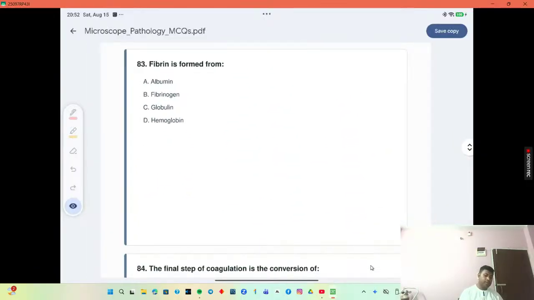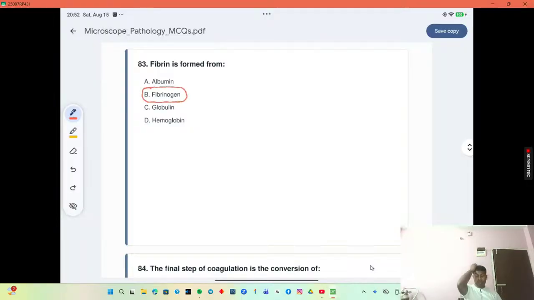Here the question is given as: fibrin is formed from. Fibrin is formed from fibrinogen. You can find the answer in the question itself. Here the question is given as: fibrin is formed from. So what is fibrin formed from? Fibrin is formed from fibrinogen. So I will move to the next question.